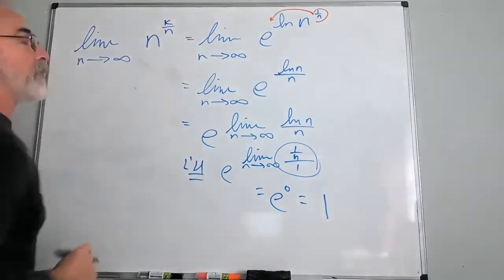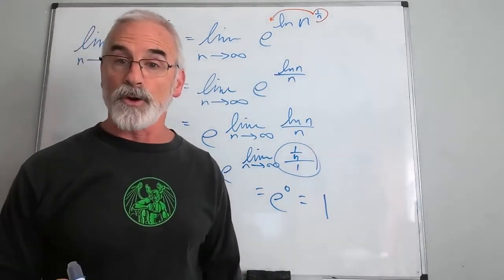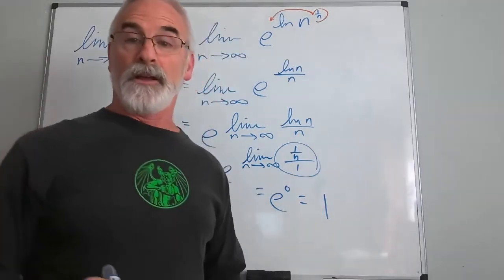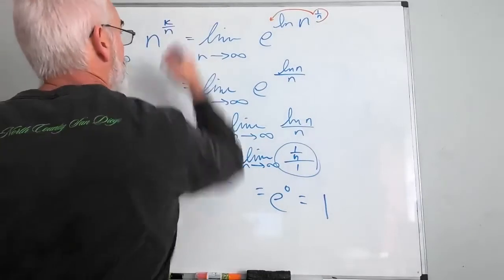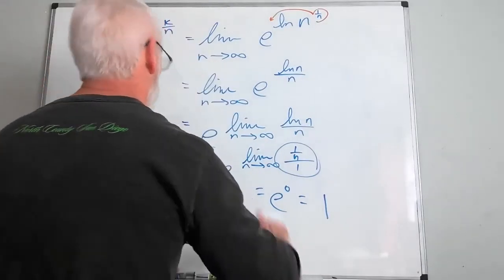K over n for any positive integer k. So in other words, not 1 over n, but it might be 2 over n or 3 over n or 10 over n or 50 over n. K is a positive integer.